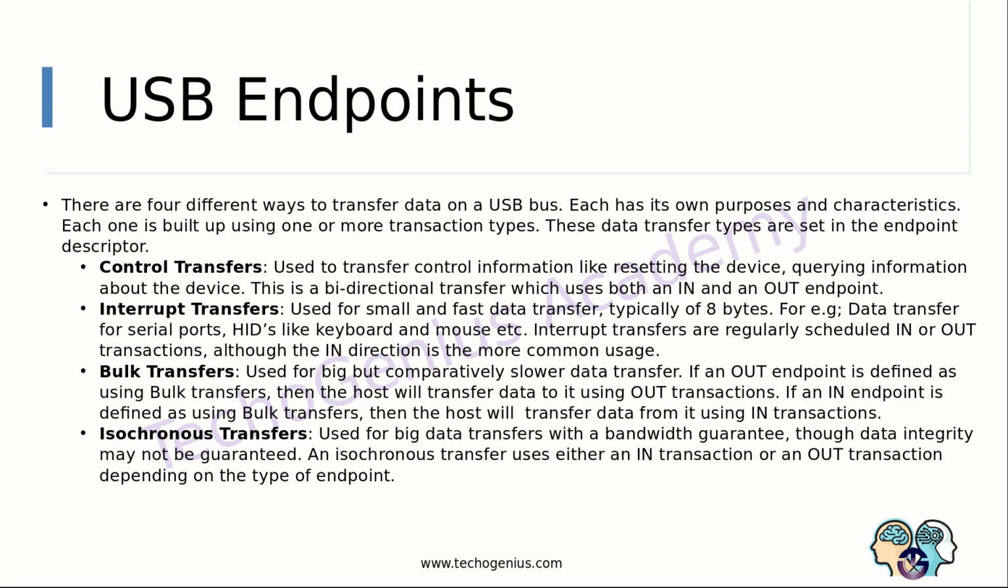In interrupt transfer you can use small or fast data transfer, but in bulk you can use high data transfer. In isochronous, big data transfer can also happen, with a bandwidth guarantee, but the data integrity will not be there. In some transfers, bidirectional transfer will be there, like in the control transfer, where both IN and OUT endpoints will be there. But in isochronous, it can be either an IN transaction or an OUT transaction. So it depends on what kind of USB transfer you are doing.